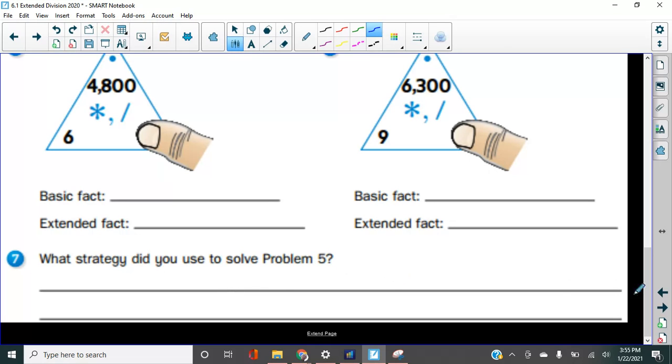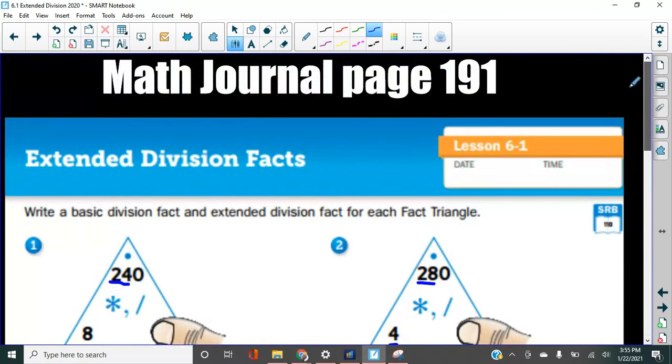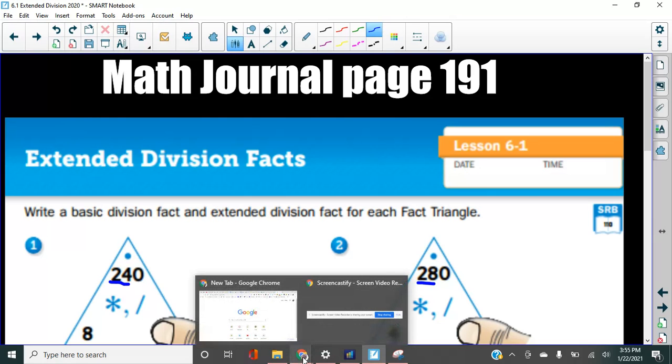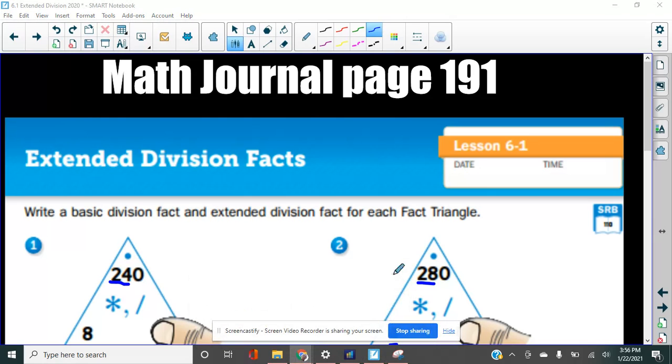All right, fourth graders, this is extended division facts as we begin to venture into division. Please reach out. Let me know if you have any questions. Good luck.